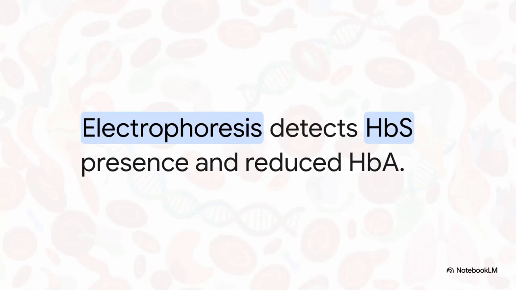But the definitive gold standard test you need to know is hemoglobin electrophoresis. This test separates out the different types of hemoglobin based on their electrical charge. It officially confirms the diagnosis by proving the presence of the mutated hemoglobin S while showing that normal hemoglobin A is either severely reduced or entirely absent.